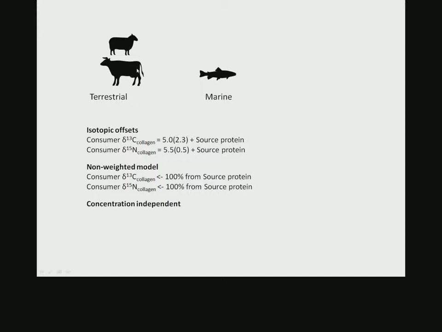And so the consumer isotopic signals were fully determined by the source protein, so this is a non-weighted model. And in terms of the offsets that were employed, well, in the case of the carbon isotopes measured in collagen, it was assumed that there was an offset of 5.0 towards the source protein with an uncertainty of 2.3, and in the case of the nitrogen isotopes, one offset of 5.5 with an uncertainty of 0.5 towards the source protein. Now, this was a concentration independent model.